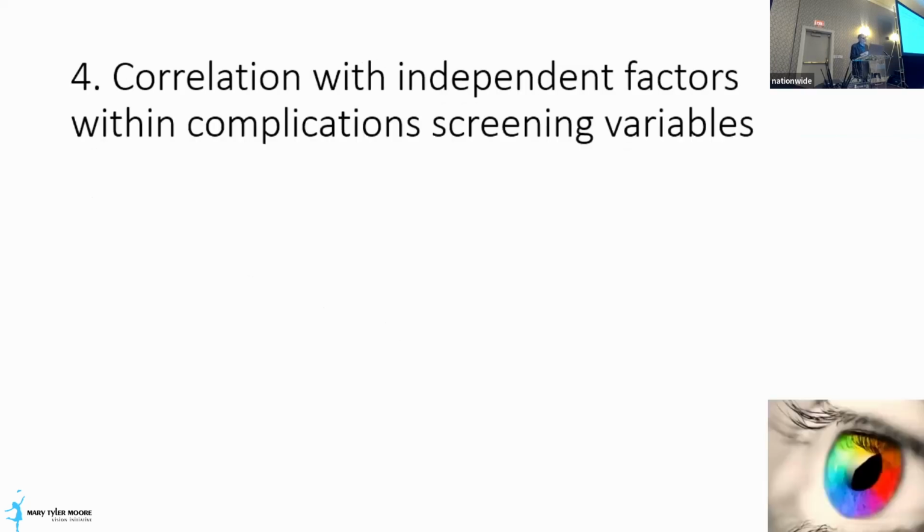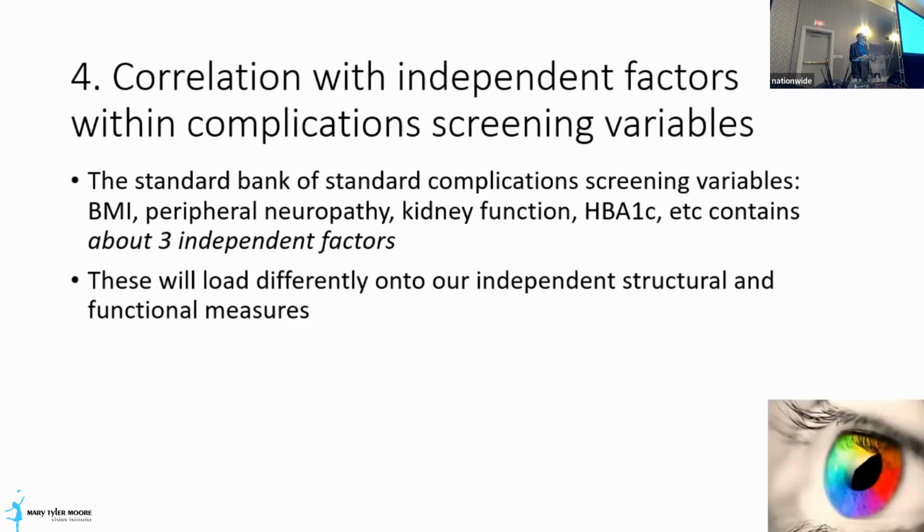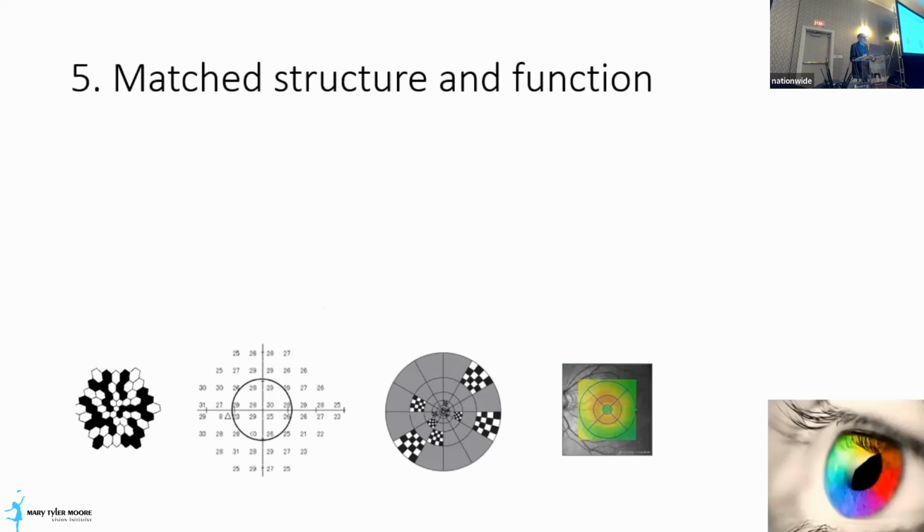Correlation with independent factors within the complication screening variables. This is something we've noticed, that if you take your standard bank of things like BMI, peripheral neuropathy, HbA1c, it turns out that they contain about 3 independent factors, and different tests might be correlated with these different factors, and we can use this to our advantage.